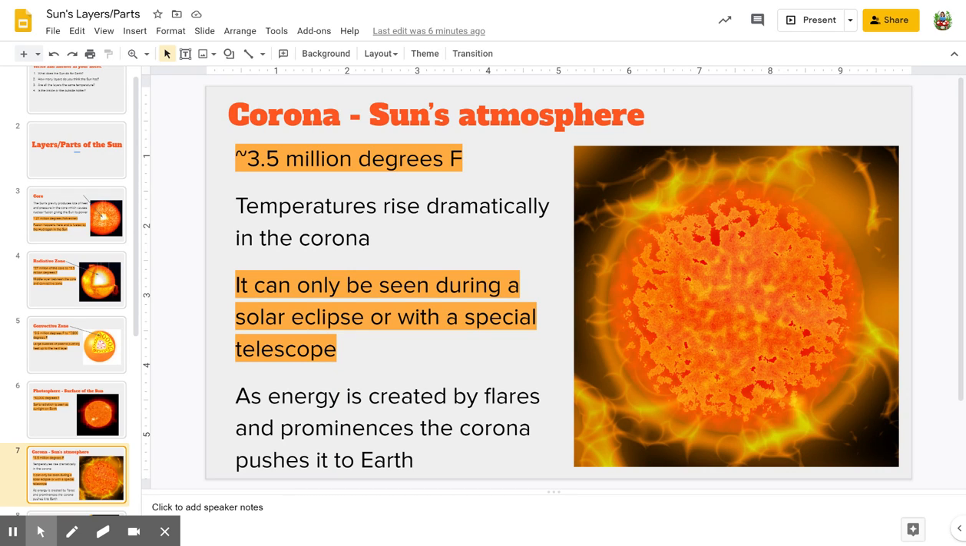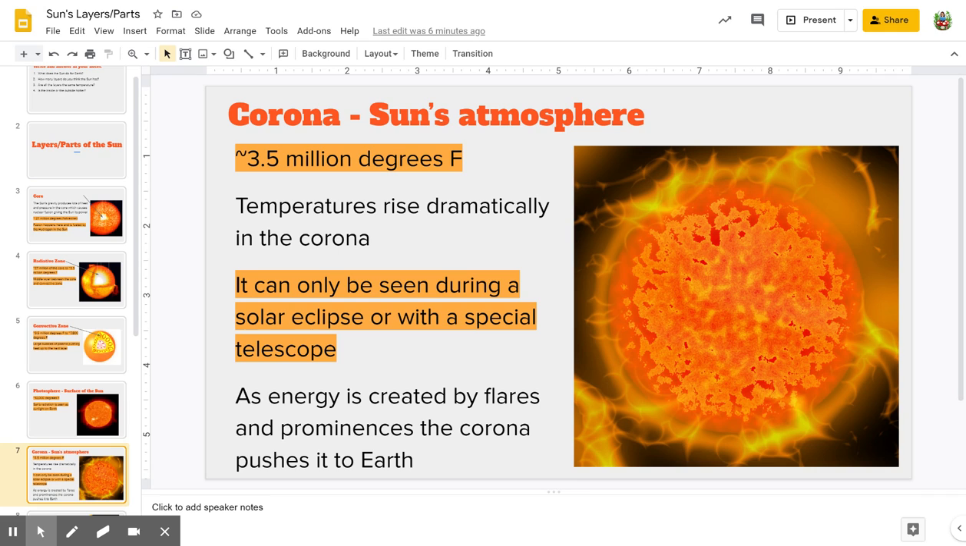All right, now, we can't see the sun's atmosphere unless there's a solar eclipse or we have a special telescope. So instead of just having a regular plain old telescope, there will be a disc on the end of the telescope to block out the main part of the sun, and we'll be able to see the corona on the outside of it because we're just looking at the sun's atmosphere.